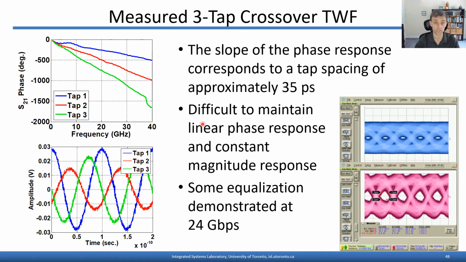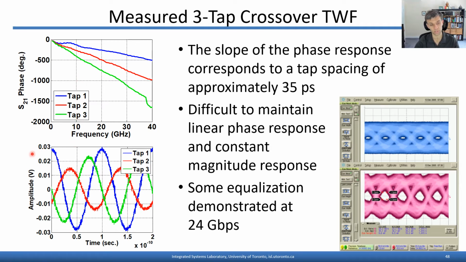Here are some measured results from the prototype traveling wave filter. Shown on the top left is the phase response through each of the taps measured one at a time. You'll notice that it's approximately linear. Again, the frequency axis here is shown on a linear scale to highlight the linear phase response, but there were some blips in the phase response. These can be due to imperfect matching along the delay line, certainly.